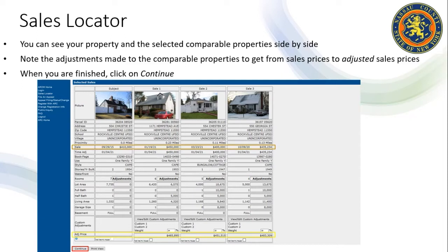One more thing before we continue. You'll notice right above the bottom line, above adjusted price, it says weight. And you'll notice it says 34, 33, and 33.